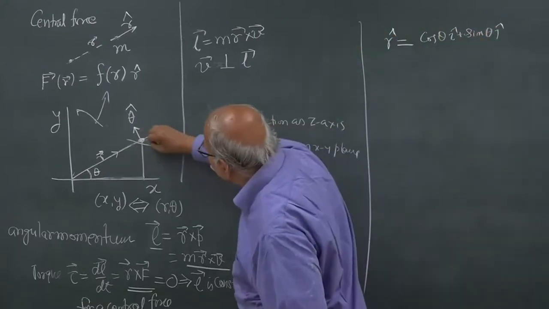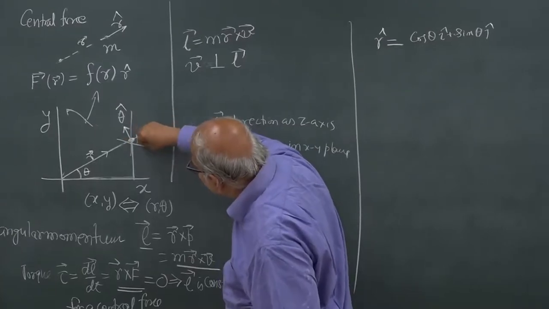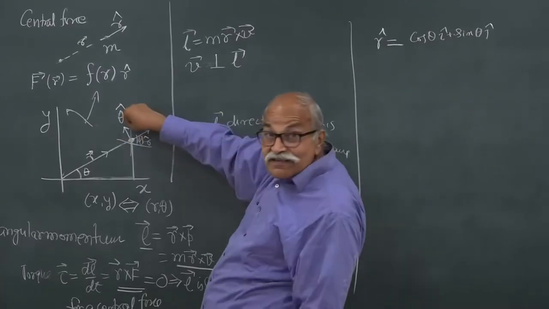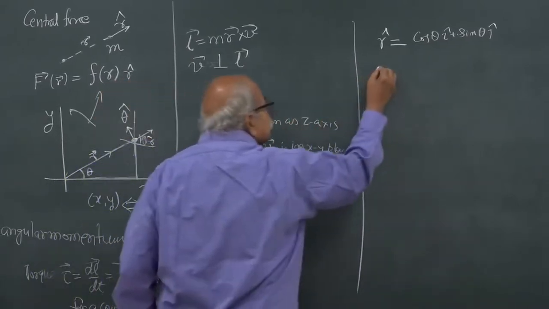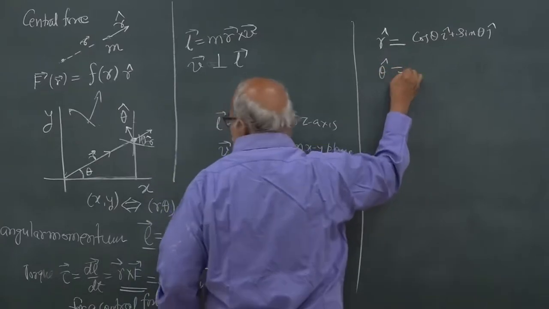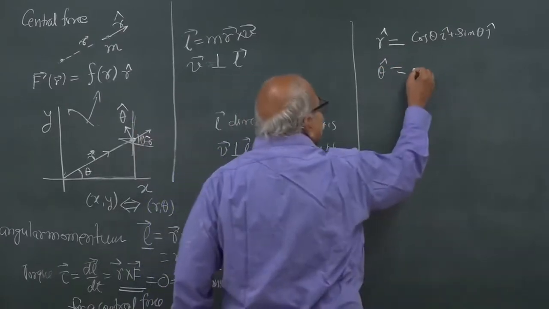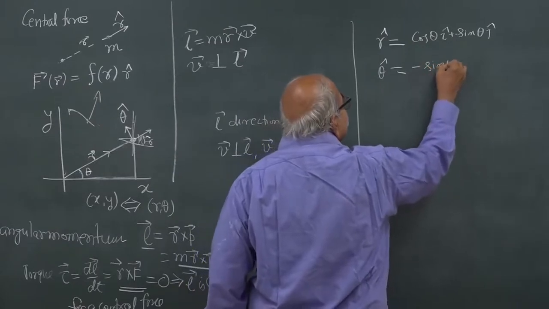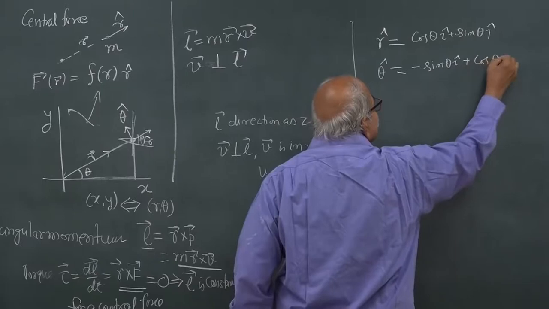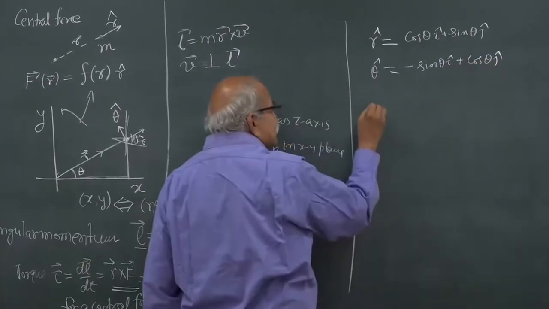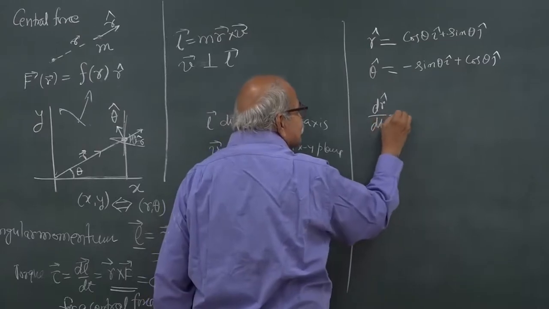Verify. This angle is theta, this angle is theta. So this is the unit vector: cos theta is this component and sin theta is that component. And theta cap, if you write it, has one component this side, one component that side. So minus sin theta i cap and plus cos theta j cap, that is theta cap. Now very interesting, what is dr cap dt?